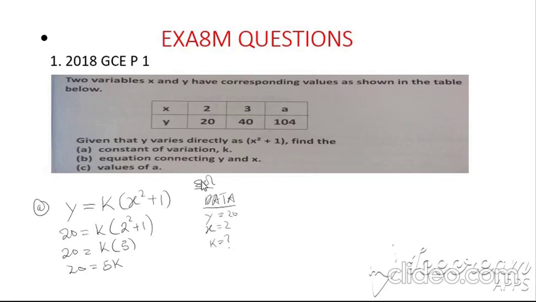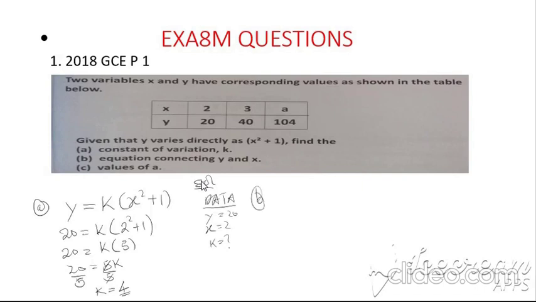Now we want to remain with this k, the constant, so we divide by 5. You cancel, your k is equal to, what is 5 into 20? That's 4. So your k is 4. Then you are done.